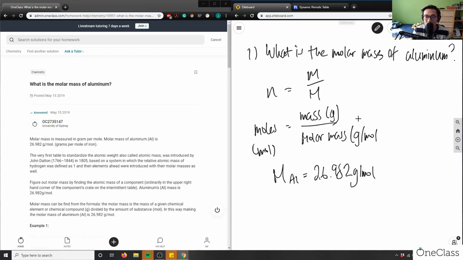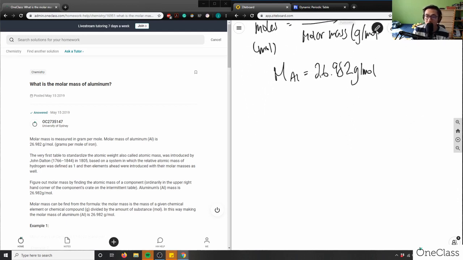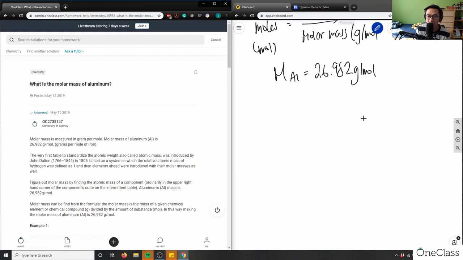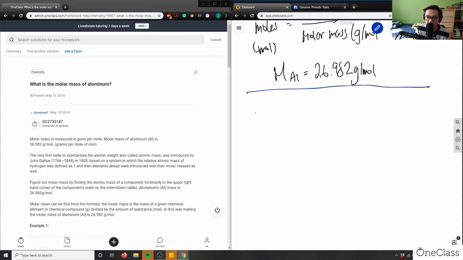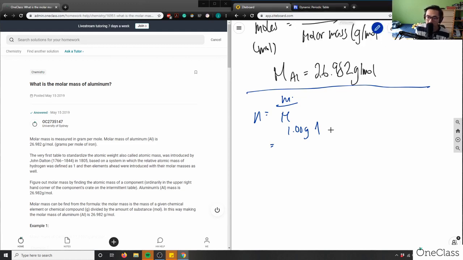We can actually use this to solve a stoichiometric problem. If I were to extend this problem further and ask how many moles are in 1 gram of aluminum, we can use this equation. I'll do this in blue because this is beyond the question here. It's only asking what's the molar mass, but we can do moles equals mass over molar mass. Assuming 1.00 gram of aluminum, we divide that by the molar mass, which is 26.982 grams per mole of aluminum.